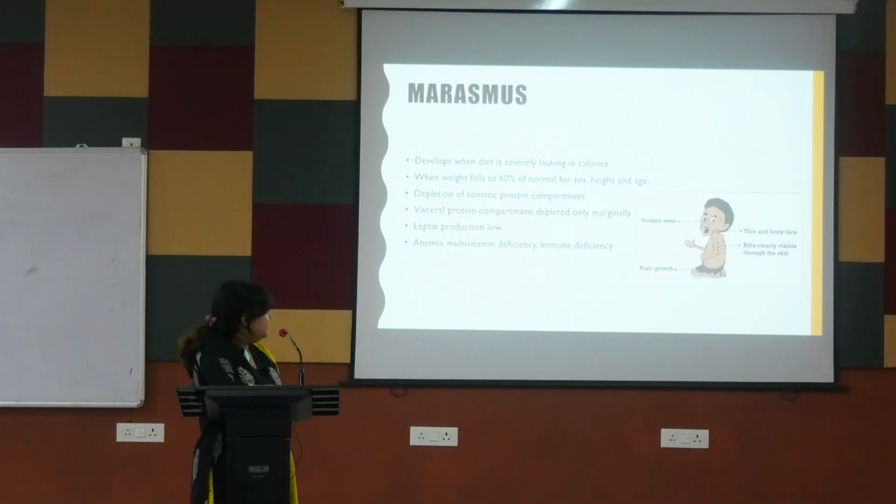What are the signs? There will be sunken eyes, the cheeks will have very little fat, a thin and bony face, the ribs will be clearly visible, there will be growth retardation, frequent infections, and apart from that anemia. The head will appear too large for the body because of growth retardation, and the child will be very, very thin. It's a large head on a small body.